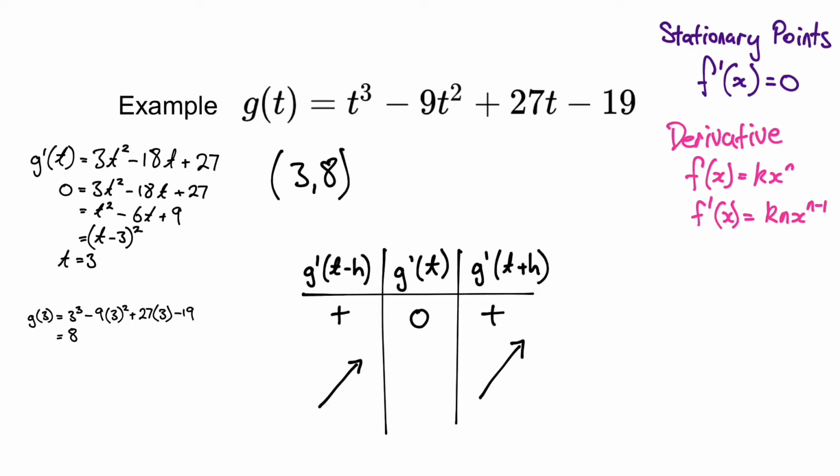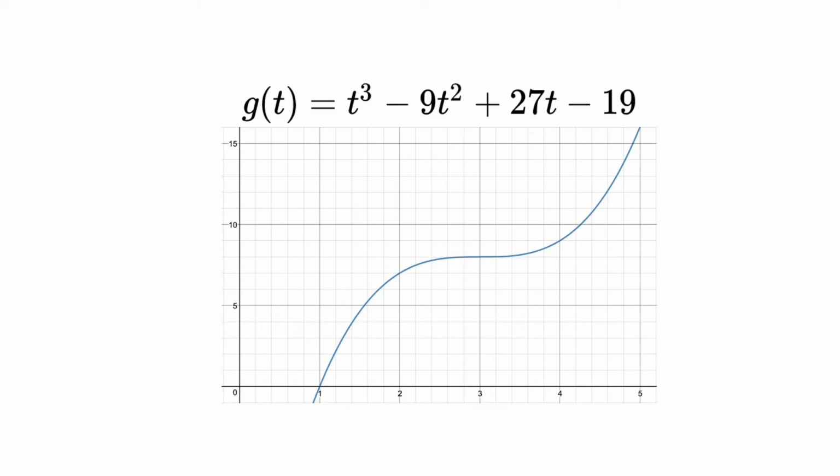And in this situation, we have a point of inflection. As the gradient before and after our stationary point are both positive, we have a point of inflection rather than a minimum or a maximum. Now let's look at this on the graph. Well, our point 3, 8 is here. And we can see on the graph that it has a positive gradient that slows down till our stationary point, and then it has a positive gradient afterwards, slowly getting steeper as it goes away from our point.